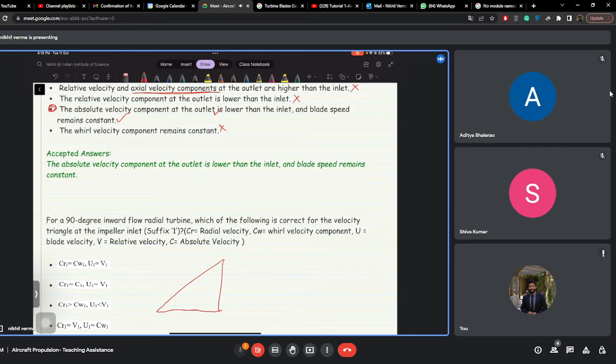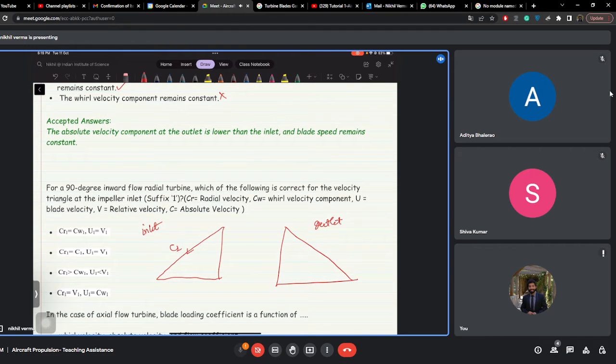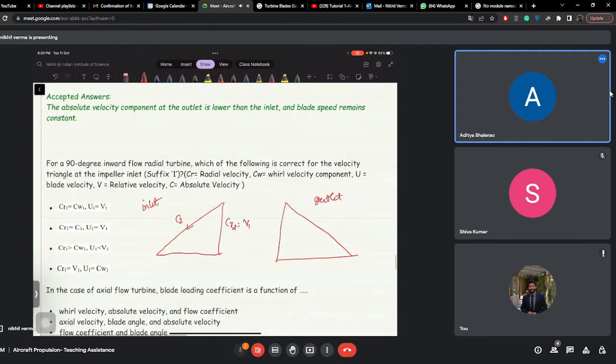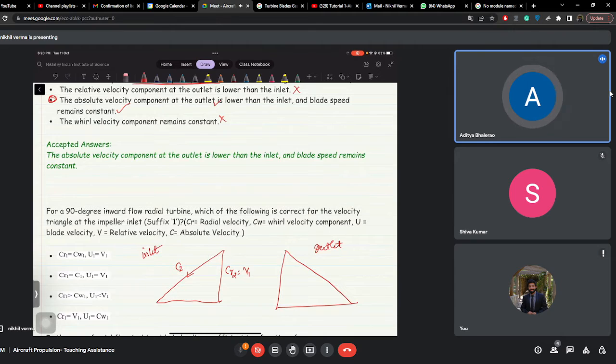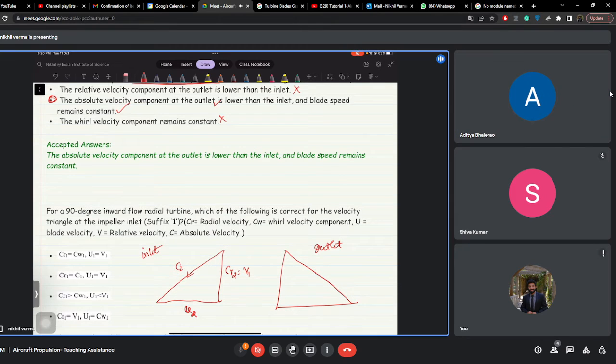So it looks like this. This is at your inlet. This is at your outlet. When you make this, this is C2. This is C2, and this is CR2. Sir, whirl velocity is equal to the radial velocity. Okay, which one? I know the first part. Radial is equal to, sorry, whirl velocity. Okay, right. So let us look into the velocity triangle. Maybe we can answer this.